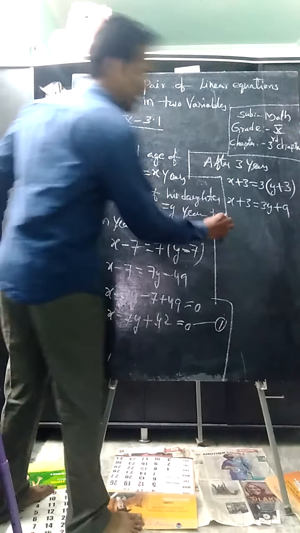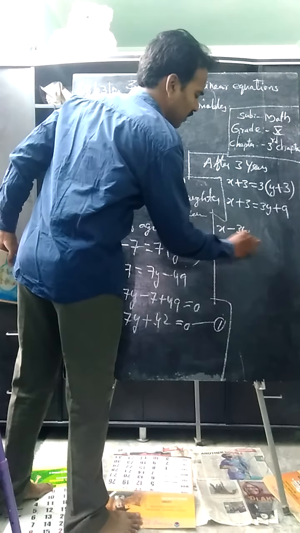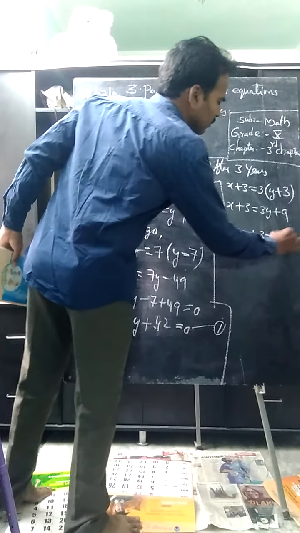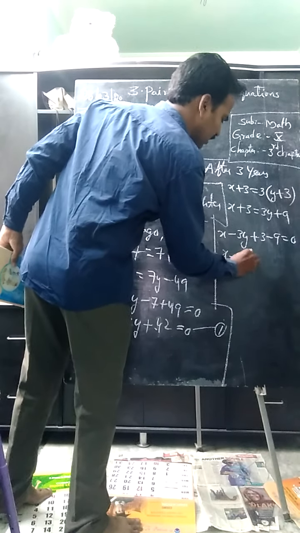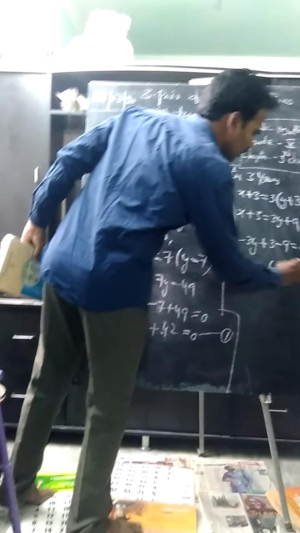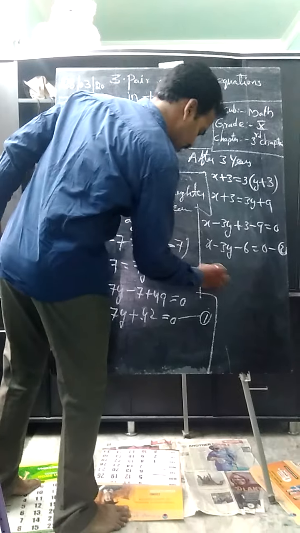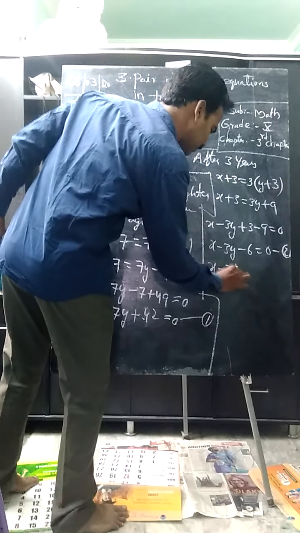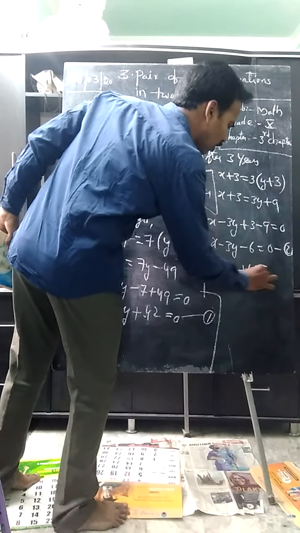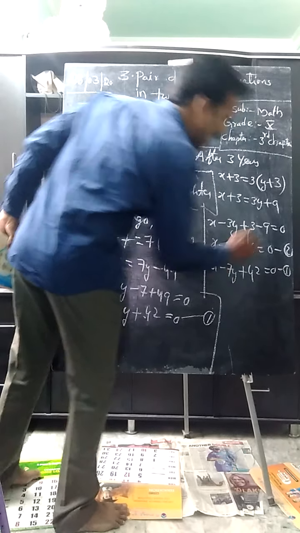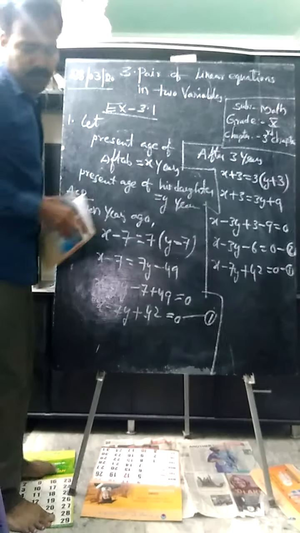Simplify it, then we get x minus 3y plus 3 minus 9 equal to 0. x minus 3y minus 6 is equal to 0. This is equation 2, and already we got equation 1. So we got 2 equations. That is why it is a pair of linear equations in 2 variables.